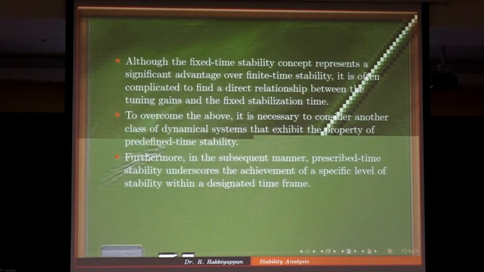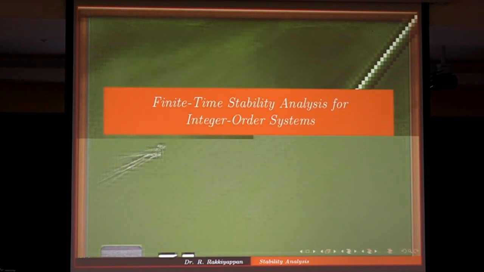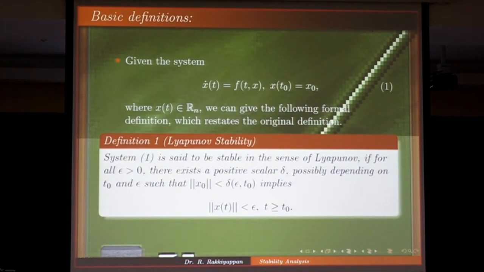So in this case you can see, this is the delta neighborhood. The inner neighborhood is the delta neighborhood and the outer neighborhood is the epsilon neighborhood. If you pick the initial condition from the delta neighborhood, your trajectory of the system follows and belongs to the epsilon neighborhood. Then we can say that it is stability in the sense of Lyapunov.